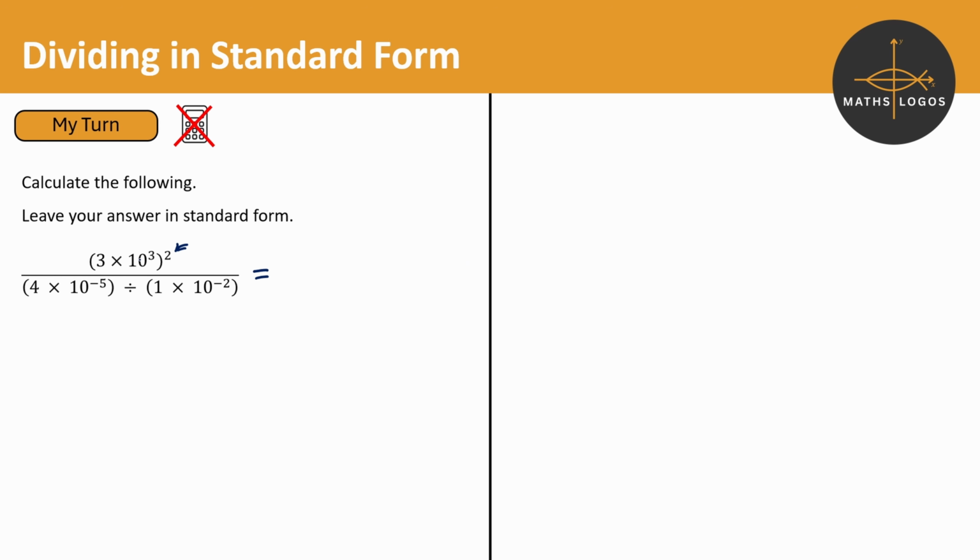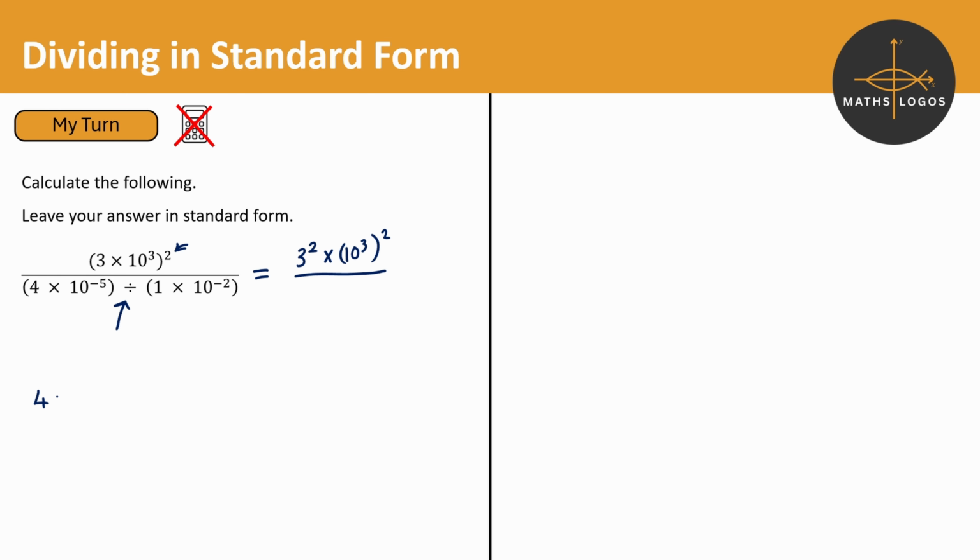And on our numerator here, we are multiplying these numbers, so I can apply the power to both the 3 and the 10 cubed. So I'm going to write that as 3 to the power of 2 multiplied by 10 to the power of 3 squared. And that's over this calculation here. Let's actually just do this denominator calculation over here to the bottom of the screen.